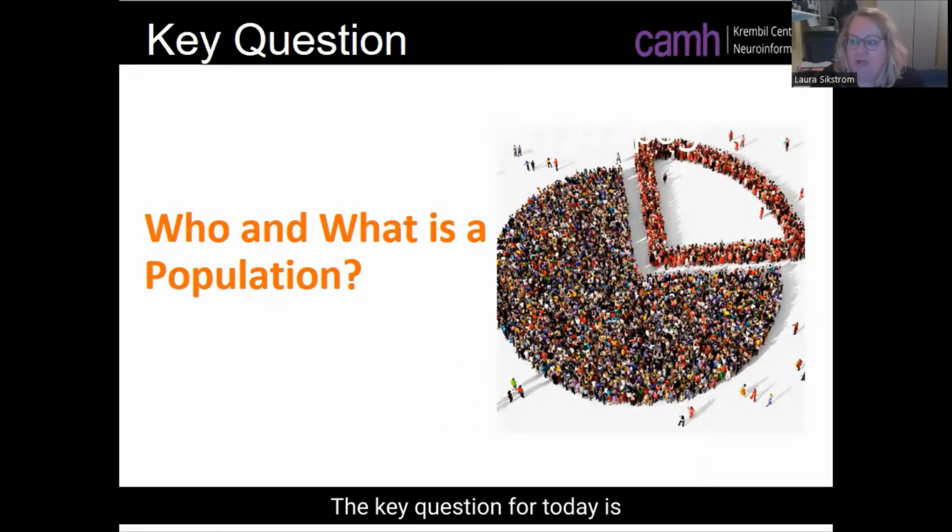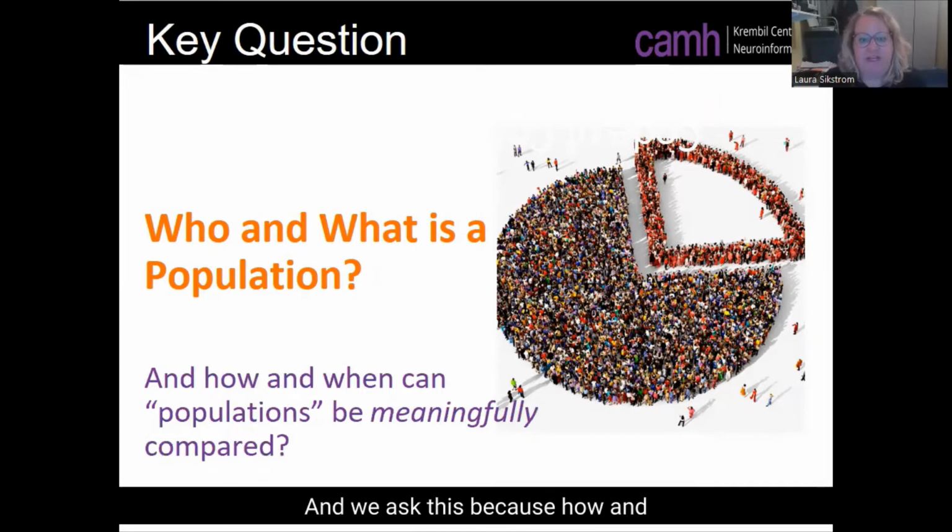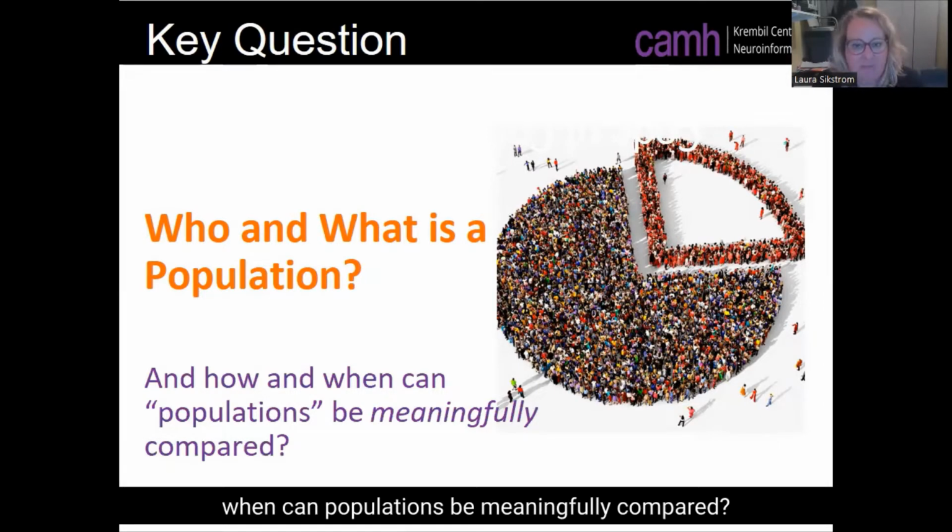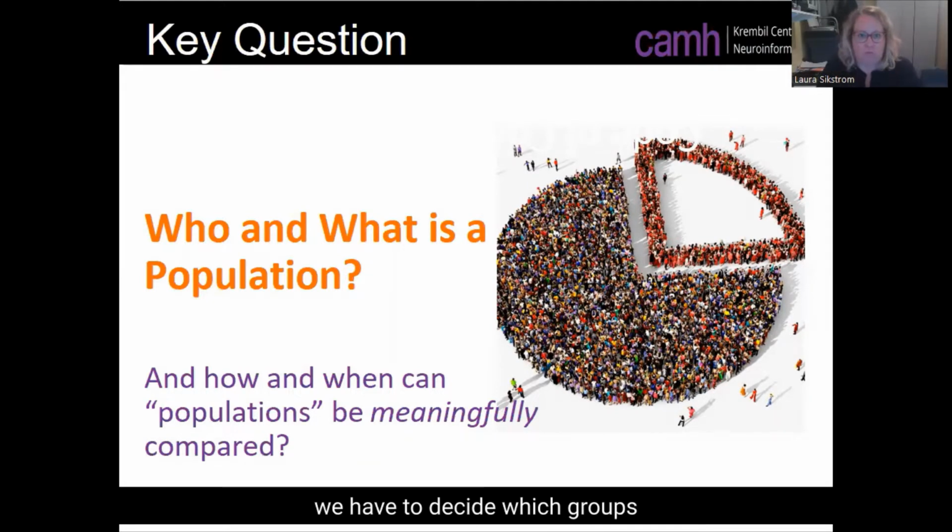So the key question for today is who and what is a population? We ask this because how and when can populations be meaningfully compared? When we do a fairness assessment to try and understand bias or unfair discrimination in a model, we have to decide which groups of people we want to compare to identify whether or not there's some kind of discrimination happening. How do we do that? Do we know this is an appropriate comparison to make? Is it a meaningful comparison? And what are the results of that comparison telling us?